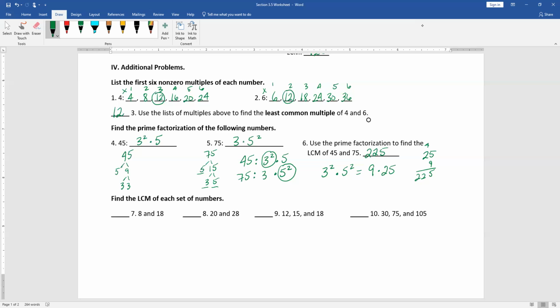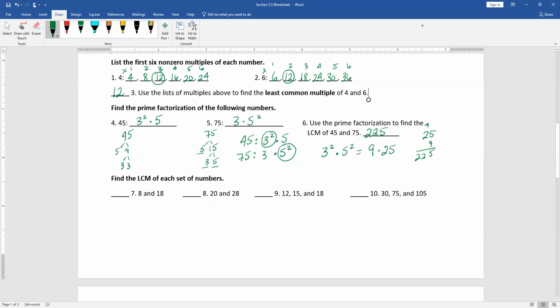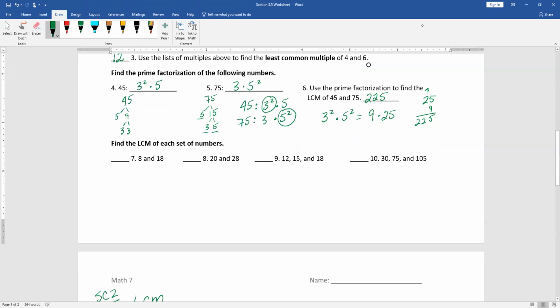All right, and then for 7 through 10, they've given us a set of numbers and we need to calculate what the least common multiple of each of these is. Okay, so I am just going to go ahead and do prime factorization for 8 and 18. 8, well, I know that 8 is 2 cubed.